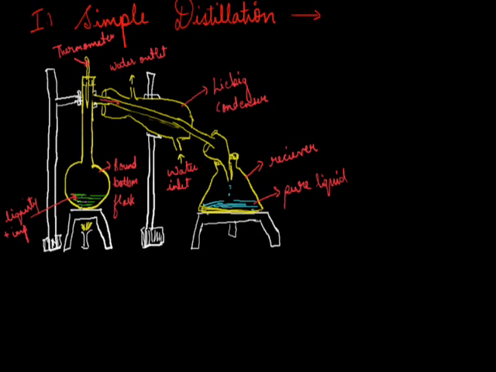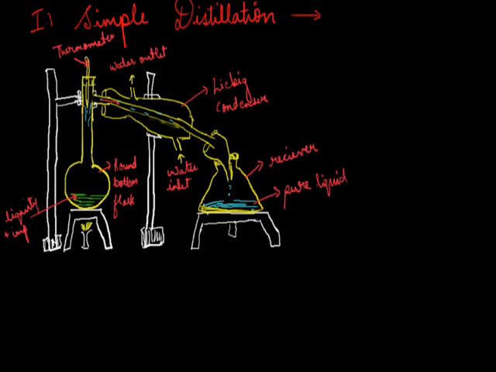Here the liquid is present with the impurity. Now when it is heated, it reaches a temperature. We'll see in the thermometer what the temperature is. Whichever has the lower boiling point, that is, whichever is more volatile, will form vapors. Now here the vapors of the liquid will be formed, and these vapors will pass through this narrow tube to the condenser. Now what happens in the condenser?